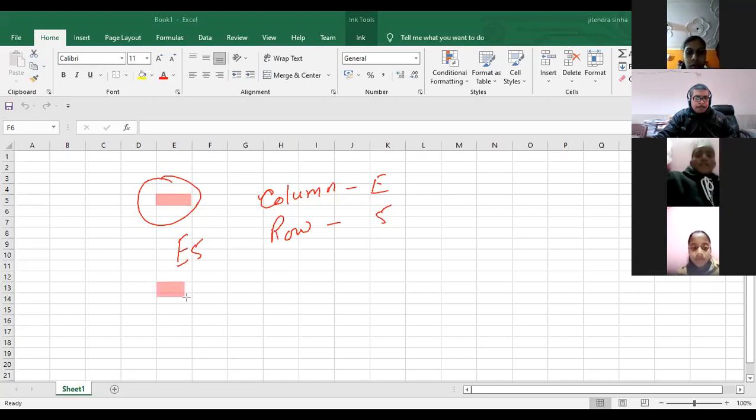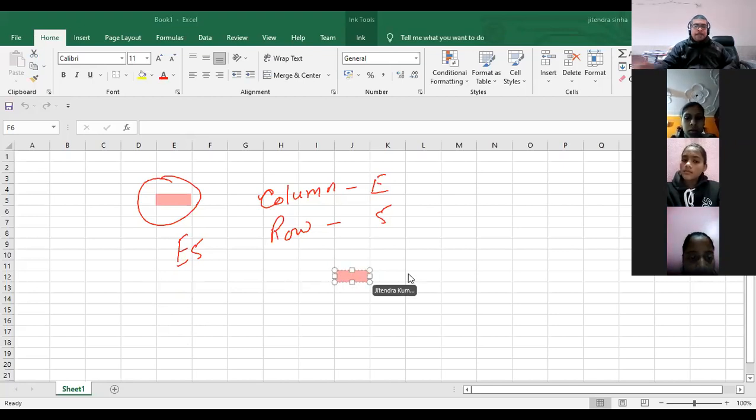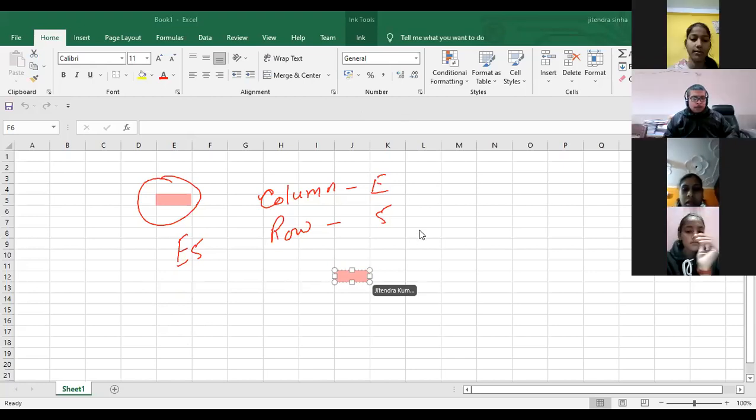Now I am taking this cell into consideration. Tell me its address. First you tell what is the row. Tell me its row.